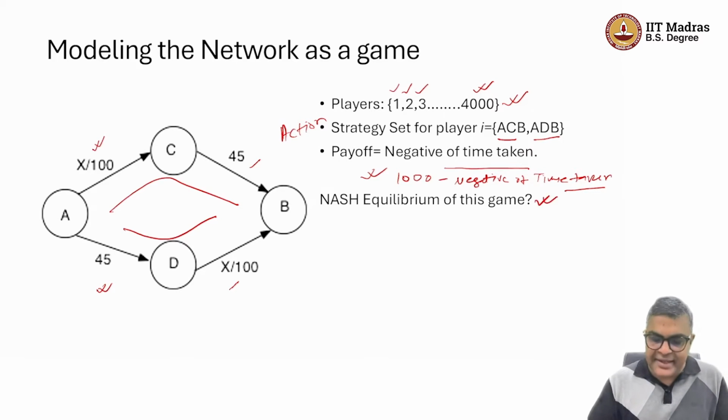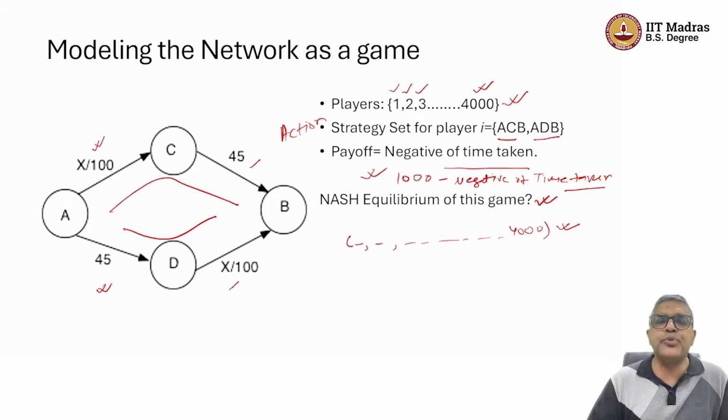What would be the Nash equilibrium of this game? So the Nash equilibrium of this game will constitute an action or a strategy for each of these 4,000 players. And so how to obtain it? Even though each one has only 2 strategies, you will need a 4,000 dimensional table, which is impossible to make. So how to go about it?